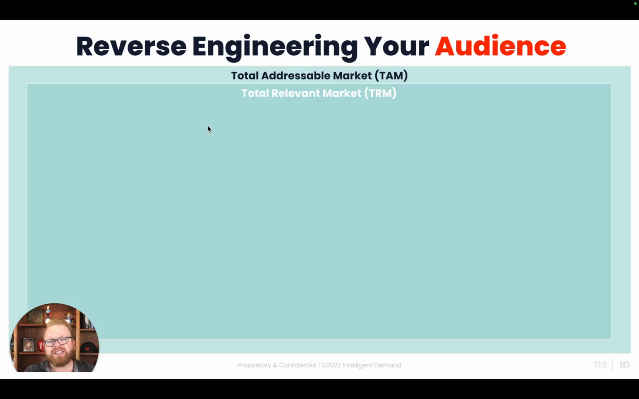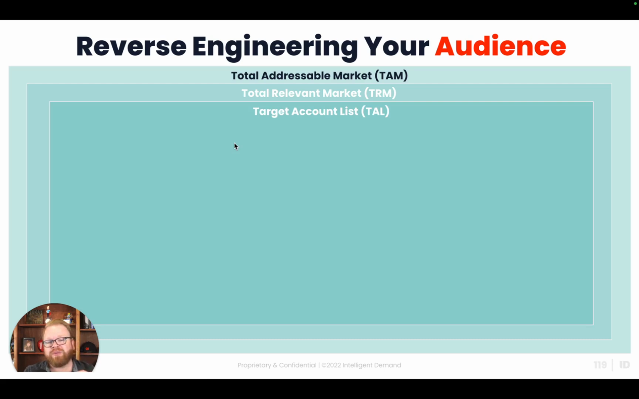The next layer down is total relevant market. This defines the companies that are most likely to be good targets for what you have to offer. This is what is driven and defined by your ideal client profile. This is where your ideal client profile lives. Because by definition, these are companies that are relevant based off of what you have found to be the kinds of companies that like to do business with you, that like the kind of product that you sell, and like the specific product that you sell and the way that it works and everything.